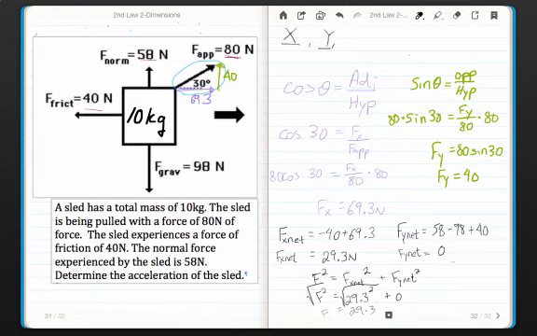So we know that the force is equal to 29.3, and it's asking for the acceleration. So we have to use the equation F is equal to ma to determine the acceleration. Our force is 29.3. Our mass is 10 kilograms, and we need to find the acceleration. Divide both sides by the mass, and we get acceleration is equal to 2.93 meters per second squared.